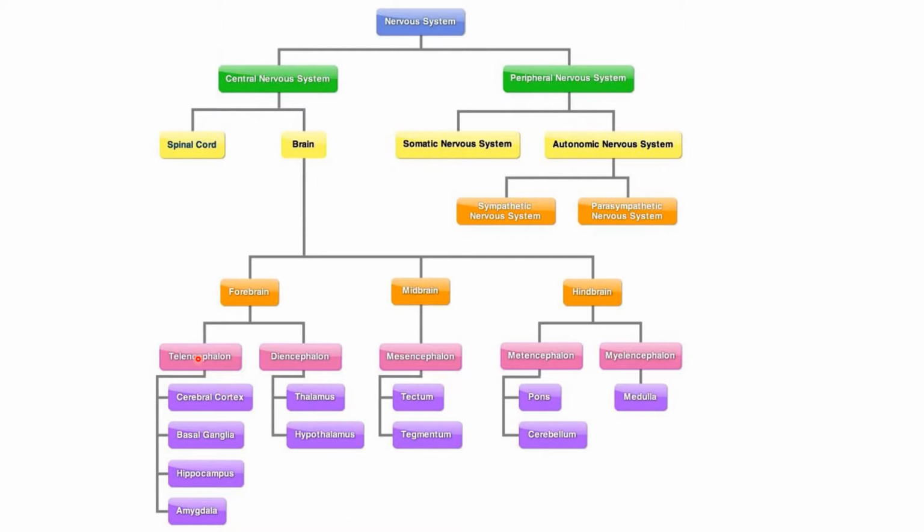Under the telencephalon, we have the cerebral cortex, basal ganglia, hippocampus, and amygdala. Under the diencephalon, we have the thalamus and hypothalamus. The midbrain comprises the tectum and tegmentum. The hindbrain has the metencephalon, under which are the pons and cerebellum. Under the myelencephalon, we have the medulla oblongata. These are the parts of the central nervous system with the spinal cord included.